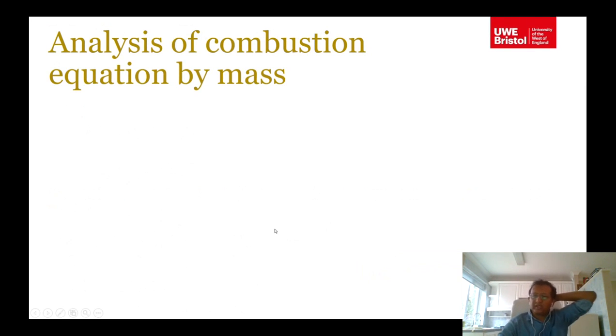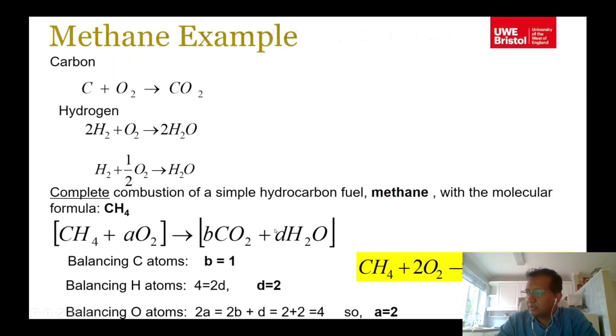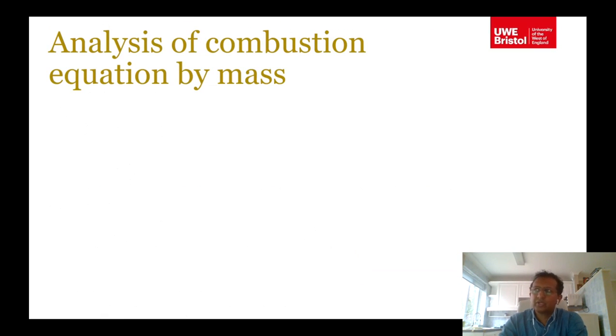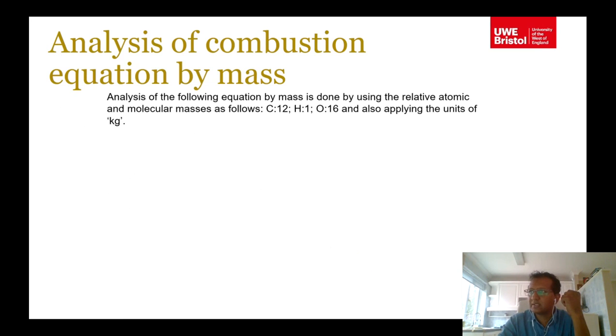So we have been looking at moles here, or number of atoms, number of molecules here. Now we have two methods of looking at this. One is the gravimetric analysis, and the other one is the volumetric analysis. So we will go back to some of our A-level chemistry again. If you want to analyze the combustion equation by mass, you need to look at the molar masses or molecular masses of carbon, hydrogen, and oxygen.